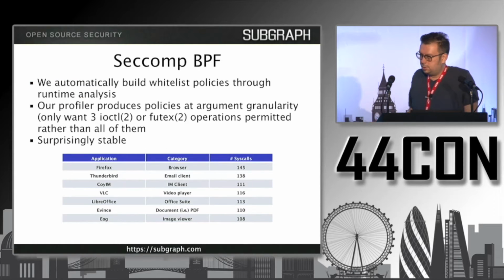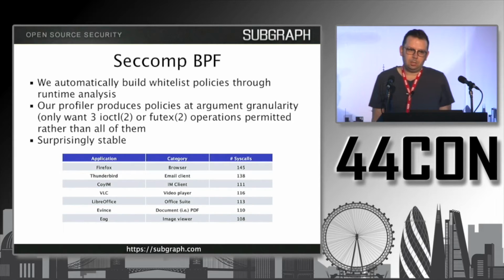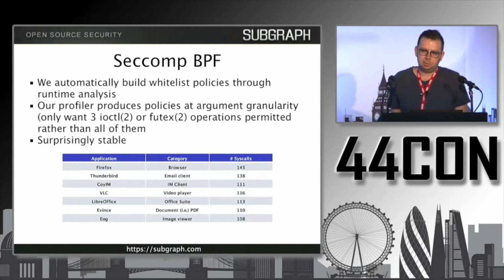So what does this mean for us? Firefox is a pretty complex application. It's the basis of Tor Browser, for example. We found that Firefox required 145 syscalls out of 330. Thunderbird, 138. You can see it's a substantial reduction in available code paths. And a lot of the system calls are really the same across all applications.